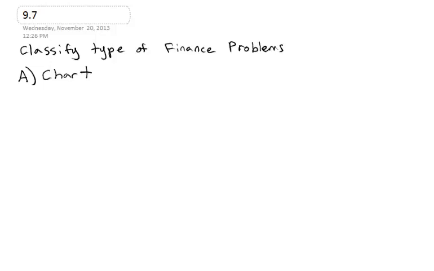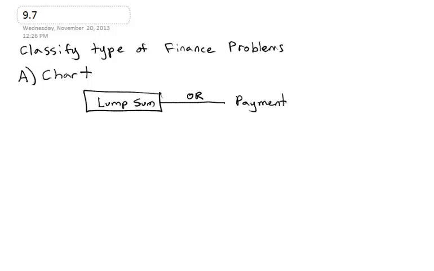Basically, we have a decision we need to make up front about every finance problem. We need to decide, are we dealing with a lump sum, or are we dealing with payments? Because that's going to take us two different directions.